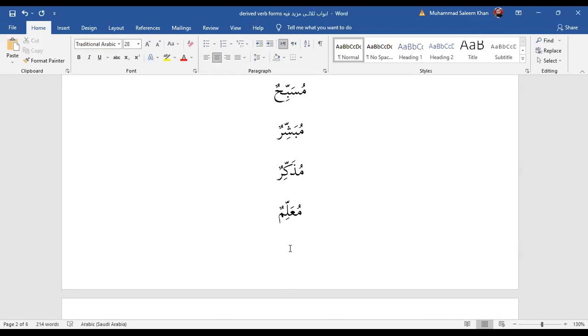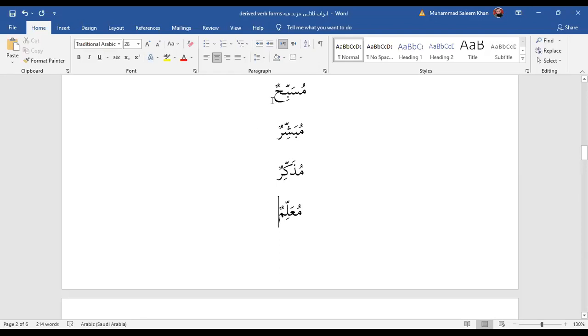Because it's a noun now. Because it's a noun. Excellent. So it will be mu'allimun. All right. So mu'allimun is the one who teaches. Mu'allim. Okay. So musabbih, the one who glorifies. Mubashir or mubashirun, the one who gives glad tidings. Mudhakkir, the one who reminds. And mu'allim, the one who teaches.